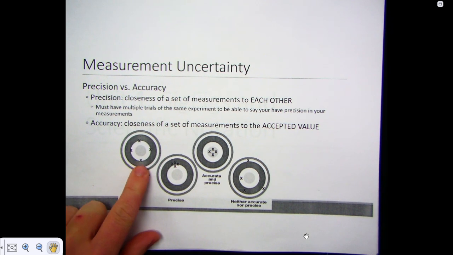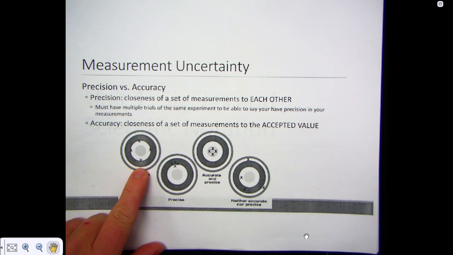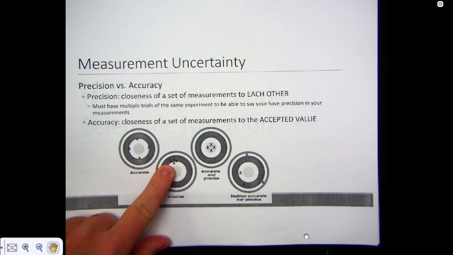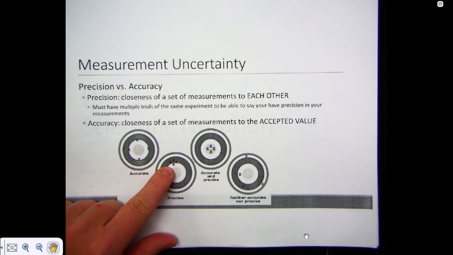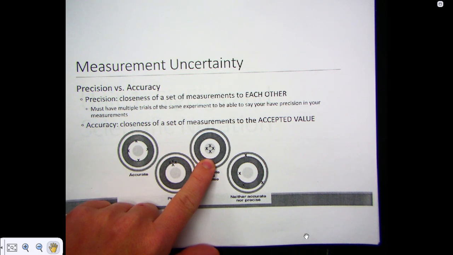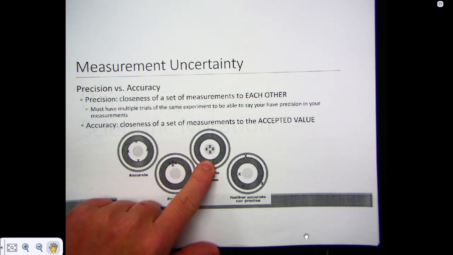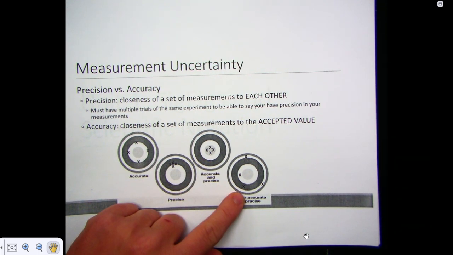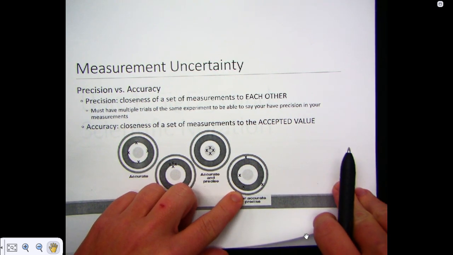So here we have accuracy, reasonably close to the target. We have precision, all of our measurements grouped together. We have precision and accuracy, which is A1, what you want to strive for. And then we have just all over the place, neither precise nor accurate.